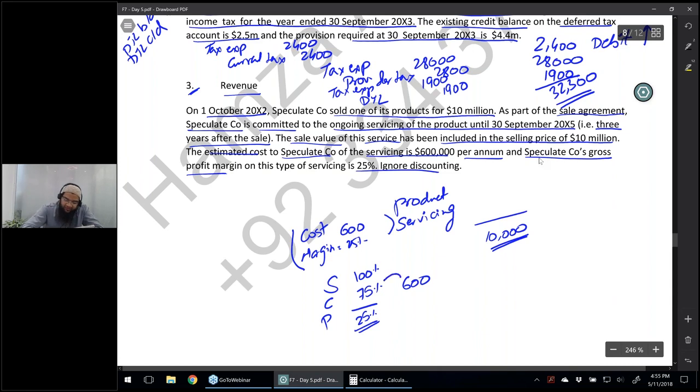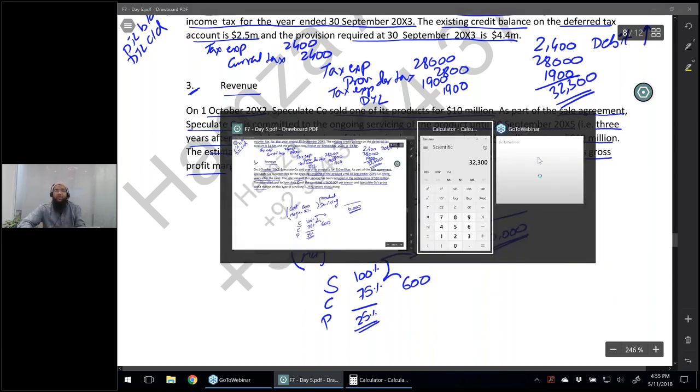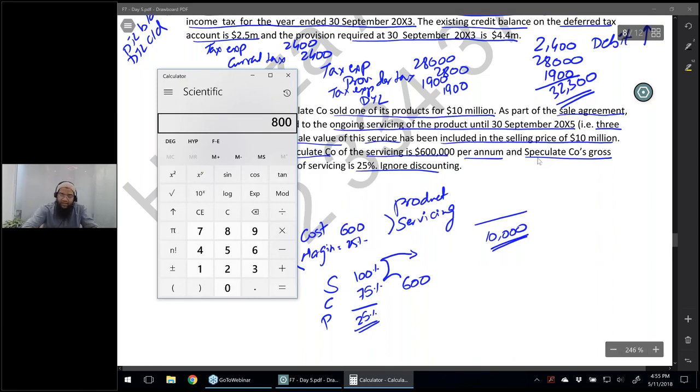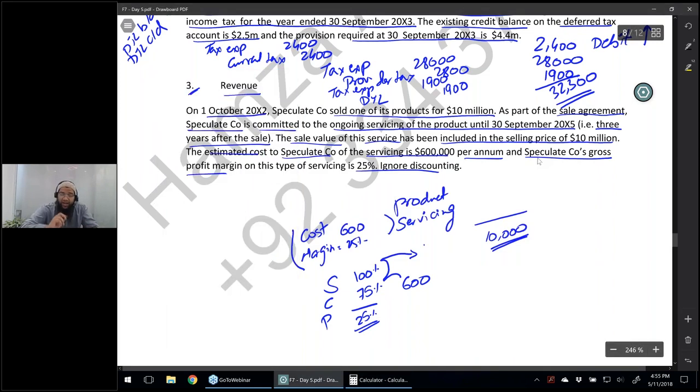So if 600 is 75%, then what is 100%? This will be 600 divided by 75 into 100. So this means that the selling price is actually 800 per annum, because 600 was also per annum and the contract relates to 3 years. So this means that the price of the servicing is actually 2,400. The value of servicing is 2,400, and the balancing figure of the product relates to 7,600.